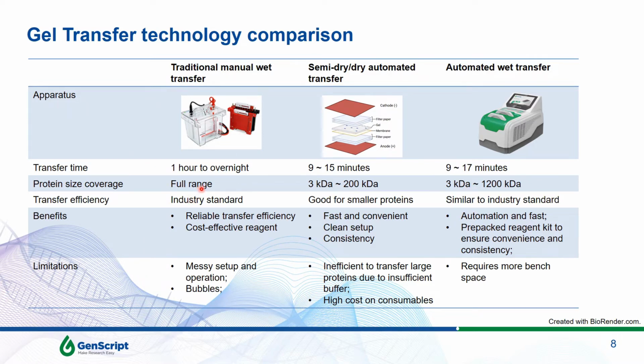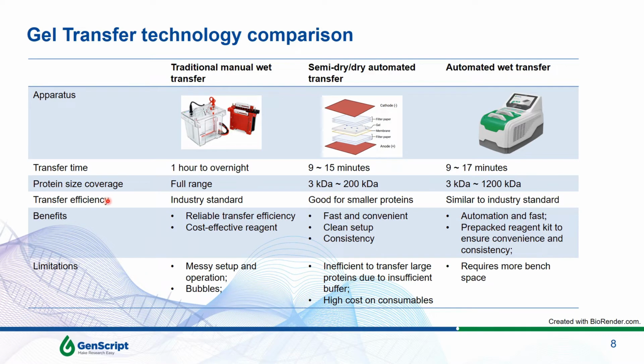The traditional one, because of its gold standard wet transfer, can technically transfer the full range of proteins. The larger the protein is, the longer transfer time it takes. The semi-dry device, even though it's very fast and convenient, the size coverage only ranges from about 3 kilodaltons to 200 kilodaltons, and it's usually challenging to transfer larger proteins. The automated wet transfer instrument, because it incorporates the wet transfer technology, has a wider protein size coverage from 3 kilodaltons to more than 1,000 kilodaltons, giving more benefits to researchers to transfer large proteins.